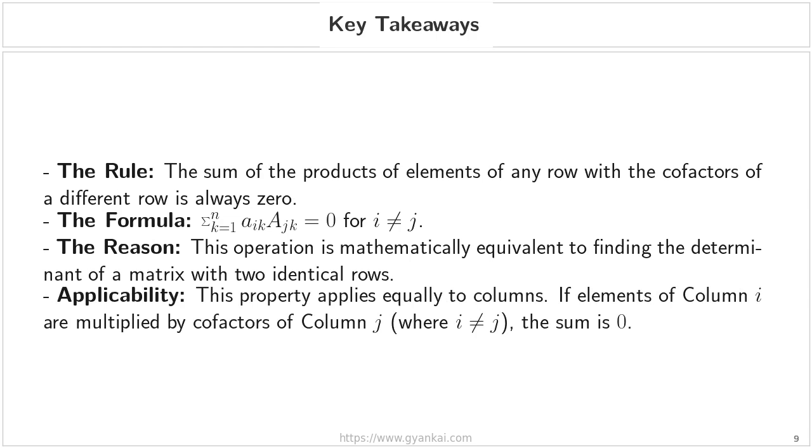Finally, keep in mind the broader applicability of this property. This isn't limited to just rows. This property applies equally to columns as well. If you take the elements of column i and multiply them by the cofactors of column j, as long as i and j are not the same, the sum will also be 0.